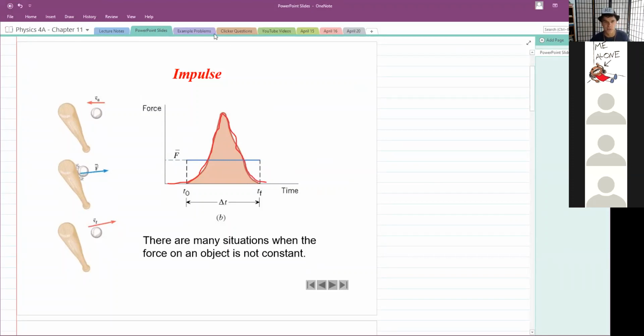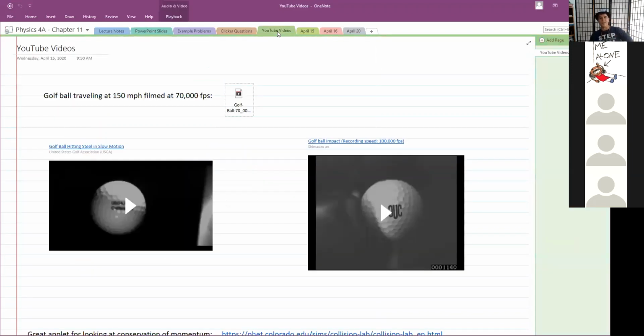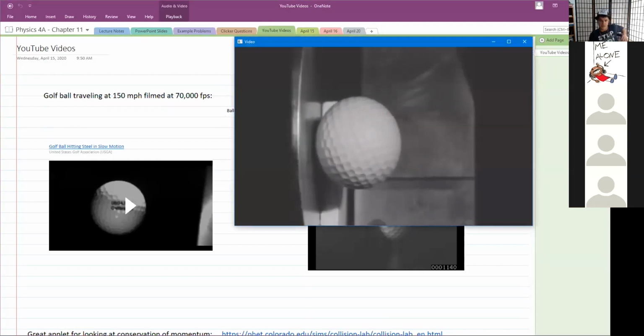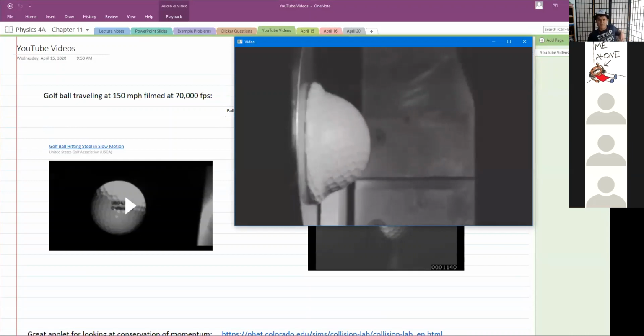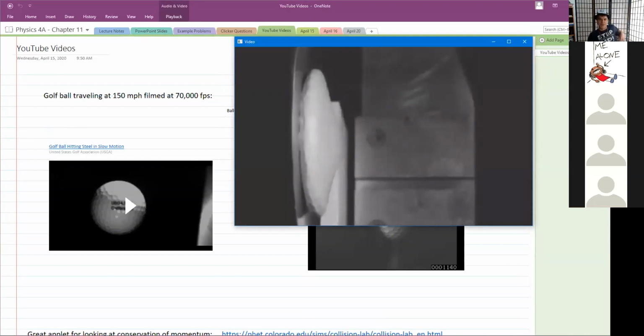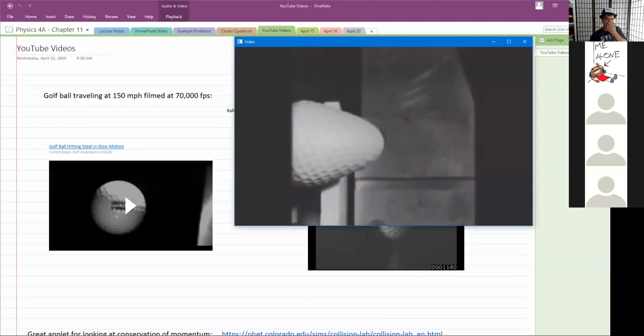And I showed this really cool video, and I'll show you again. So this is a video of a golf ball traveling at 150 miles per hour, filmed with a camera that can film at 70,000 frames per second. Check this out. Such a cool video.